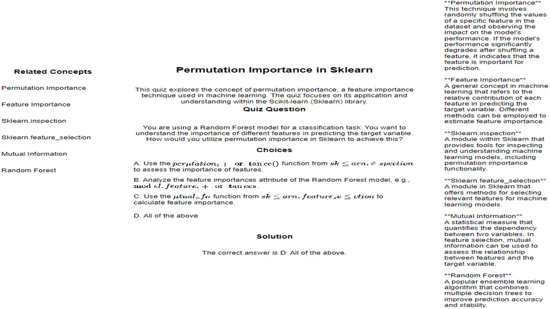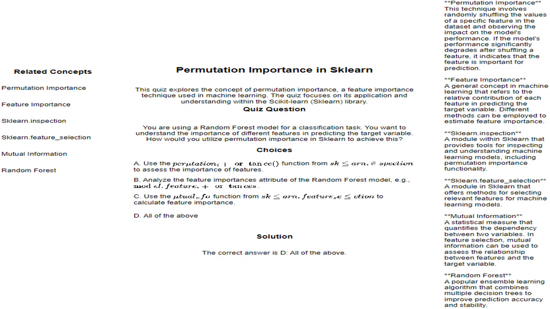Feature importance: a general concept in machine learning that refers to the relative contribution of each feature in predicting the target variable. Different methods can be employed to estimate feature importance.